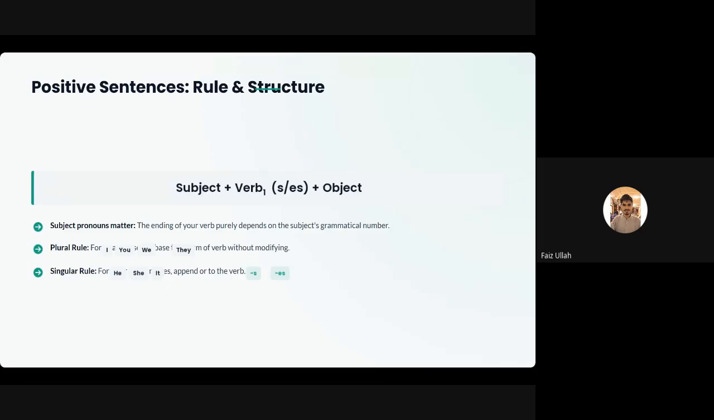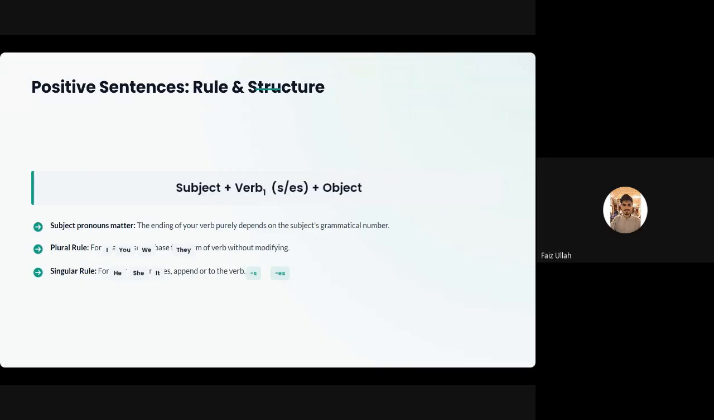But there is one thing that you should keep in mind. Whenever the subject is he, she, it, or singular, I'm repeating, if there is he, she, it, or a singular name like Ali, a single boy, a single fan, or for example a door, chair, or laptop, anything singular, then we will use S or ES with the first form of the verb. You just need to keep this in mind.